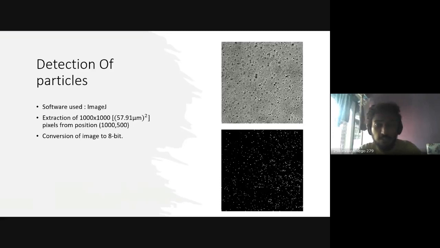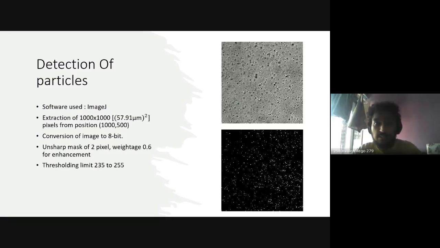So we convert it to an 8-bit image, and then we use unsharp masking with a weightage of 0.6. This basically gets rid of the noise in the image, and then we put a threshold on the brightness. So no pixel with a brightness of less than 235 would be visible. That's why in the second image you can see it's basically all black with certain particles.